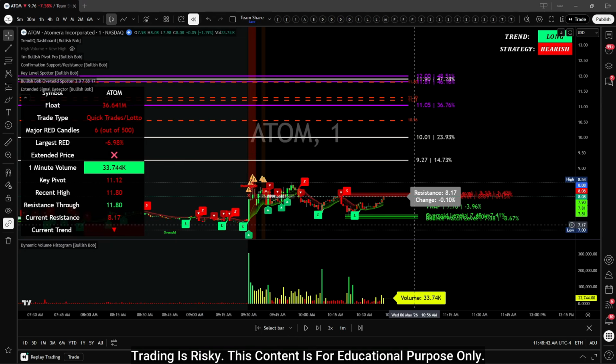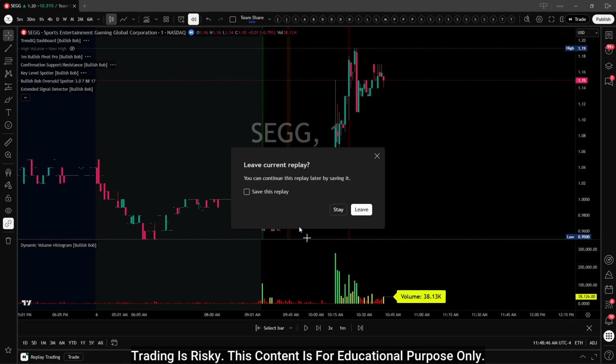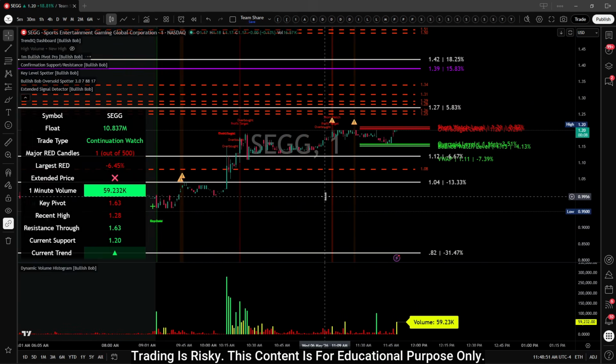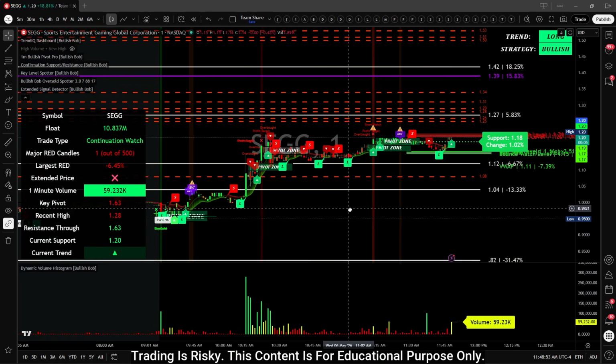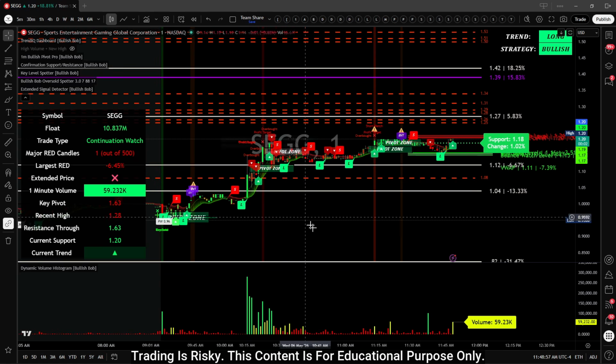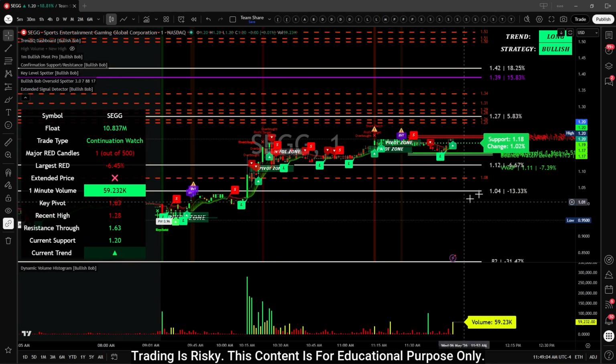SEGG. Let's get out of this rewind here. All right, SEGG, same thing. What do we see, guys? We see a lack of volume. It's clear. It's simple. We do have some volume spurts in here. This is on watch for continuation. I like that. This one has recent resistance through $1.63. The high today is $1.20. That's a red flag for me, guys.